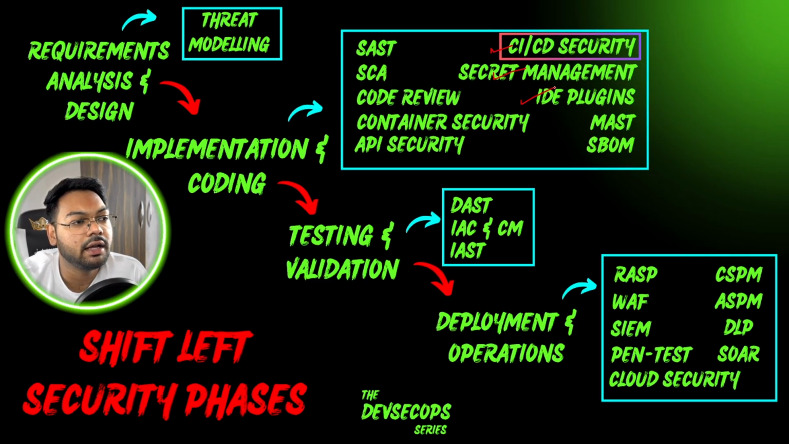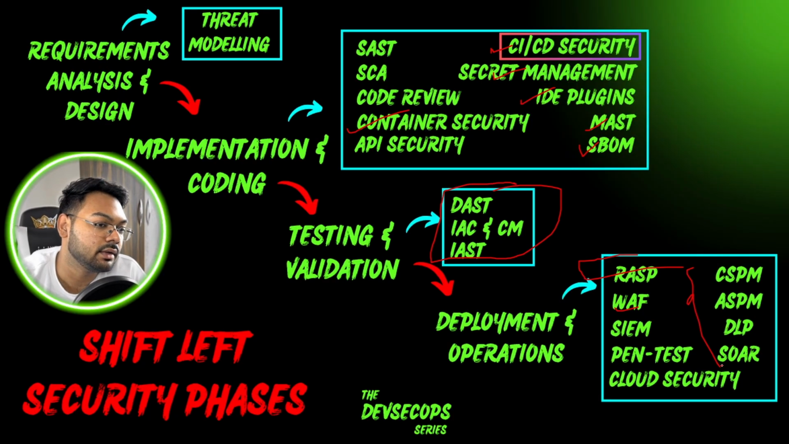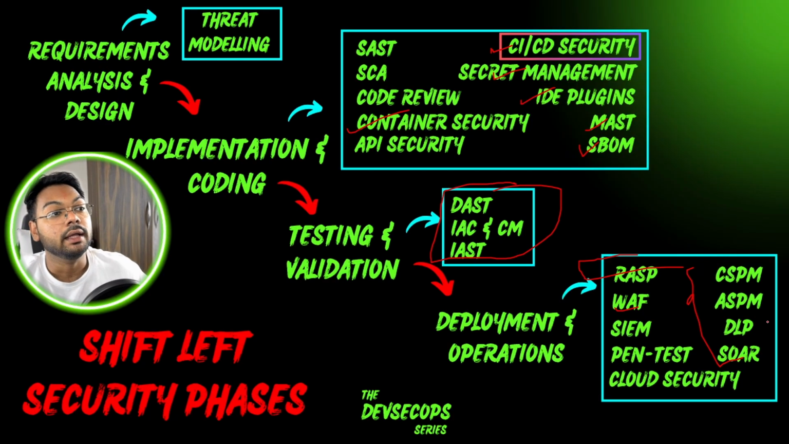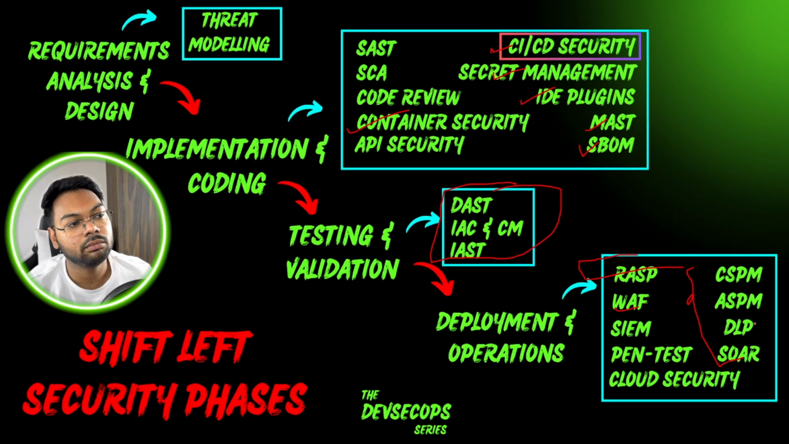Secret management is done. IDE plugins is what we will see maybe in the next videos. SAST is done. SBOM is remaining. Container security is remaining. DAST, IaC and CM, IAST are done. RASP is done. WAF is remaining, and these others are remaining. So in the next one, we will see something good.